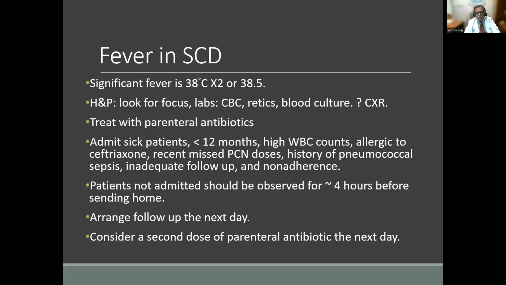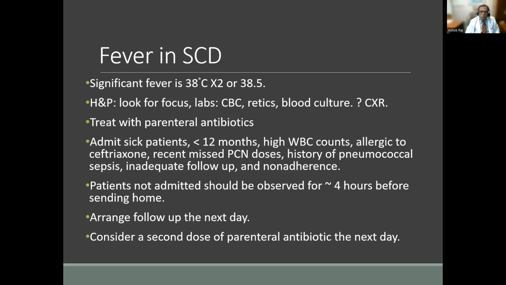We admit patients who are less than 12 months of age because of a higher mortality in that age group, patients who have high WBC count, who are allergic to ceftriaxone because we don't have another long-acting antibiotic, and also, if there's any history of non-adherence to treatment, that's a concern, so we admit those patients. Patients who have had history of pneumococcal sepsis, they're also automatically admitted. And of course, those with inadequate follow-up, we have to admit them.